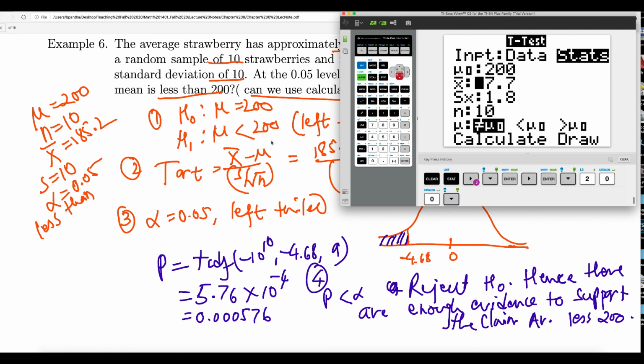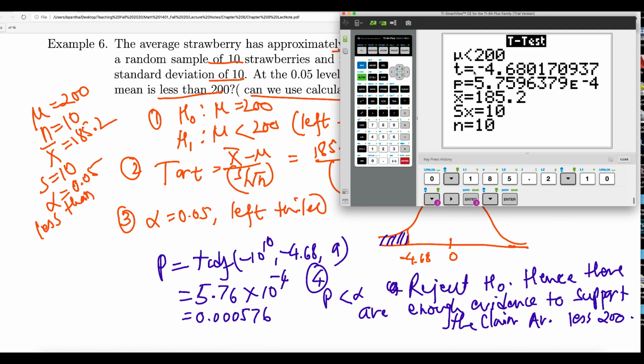What is x bar? x bar is 185.2. What is Sx? The sample standard deviation is 10. And what is n? The sample size is also 10. You see that? n is also 10. Is this a left tail test? It is not two tail, it is left tail. So go to less than, hit enter, then go to Calculate and hit enter again.